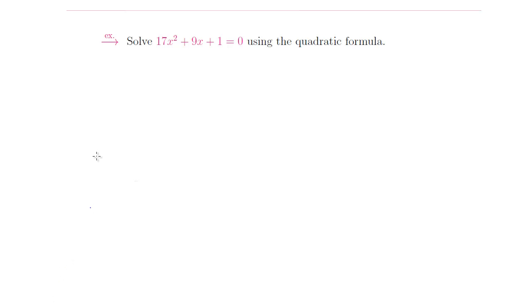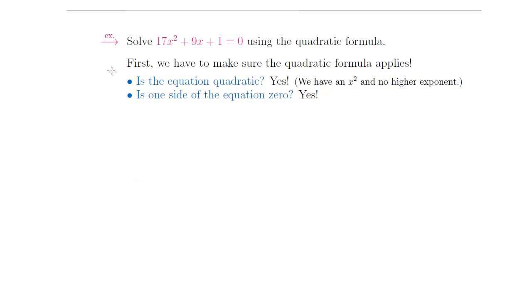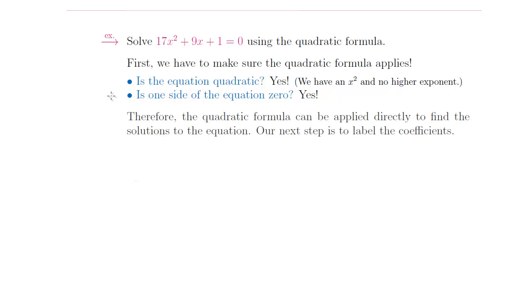Let's look at an example. Solve the quadratic equation 17x squared plus 9x plus 1 equals 0 using the quadratic formula. First, we have to make sure that the quadratic formula applies. Is this equation quadratic? Yes, our highest degree is 2. Second, is one side of the equation equal to 0? Yes, we have 0 on the right side. Therefore, we can apply the quadratic formula directly and find the solutions to this equation.